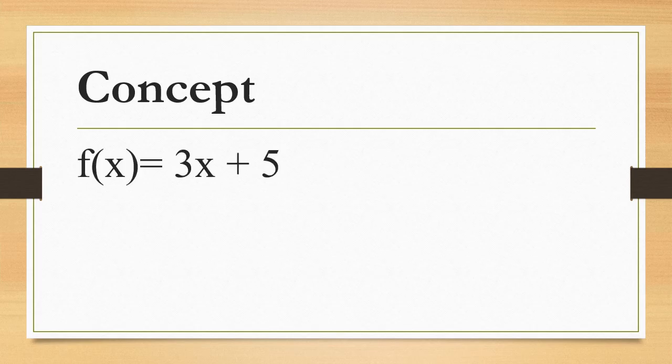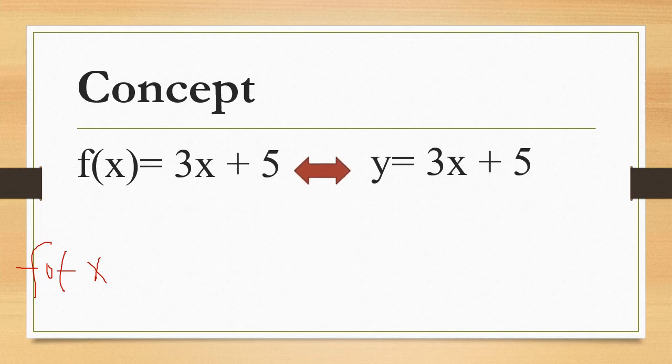So I have here a function. This should be read as f of x is equal to 3x plus 5. Okay? And sabi natin last time, f of x equals 3x plus 5 is also the same as saying y is equal to 3x plus 5. Again, y and f of x can be used interchangeably.